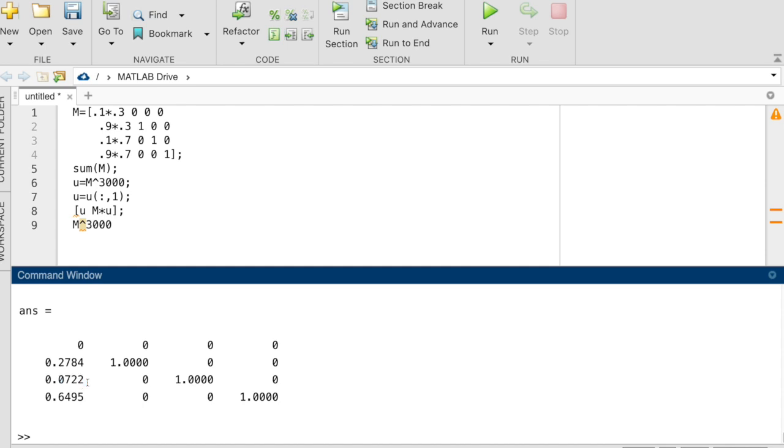Okay, this was our last example of a Markov chain. I think these problems are really fun, so I hope you enjoy working through them. Thank you for your attention.